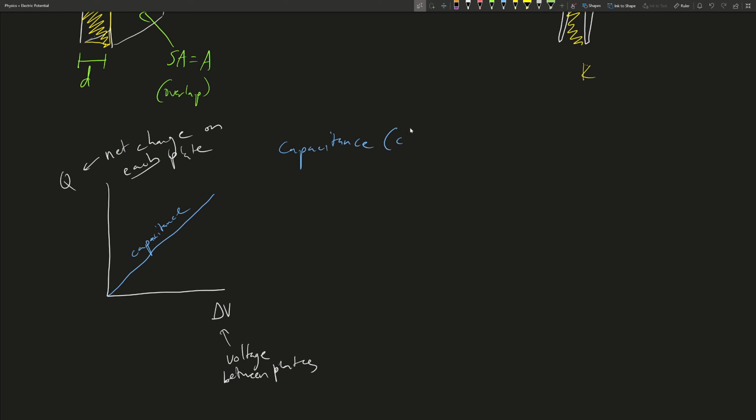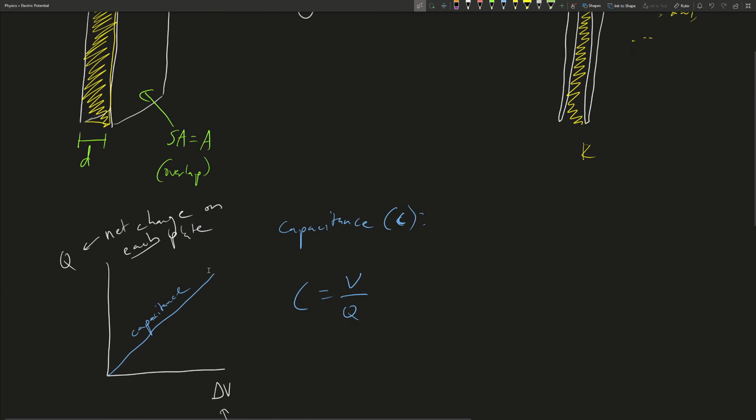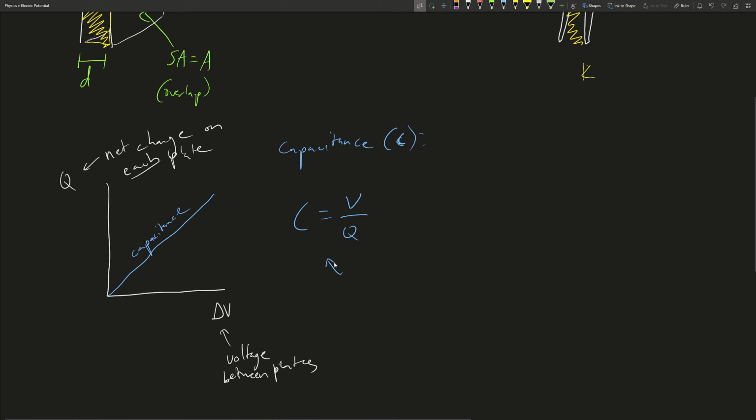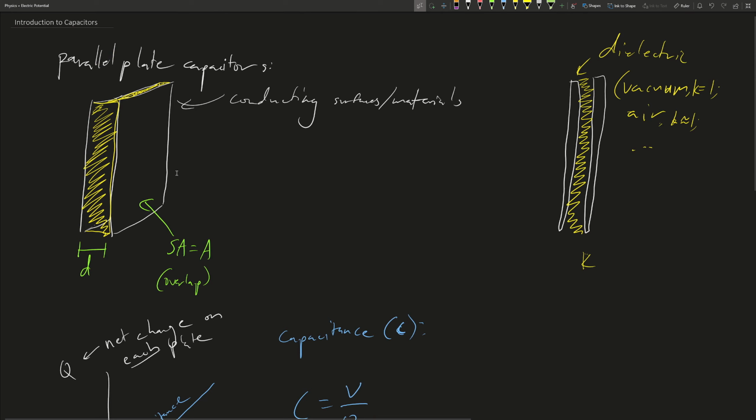So the variable is C, capital C. C is going to be equal to voltage over charge, and it is going to be the slope of this. And this is a property of capacitors. So a given capacitor will have a given capacitance.